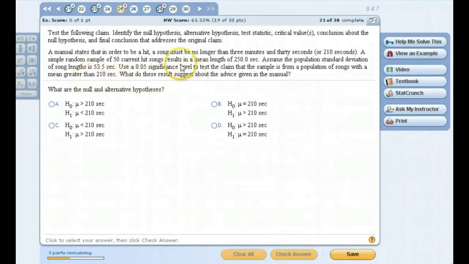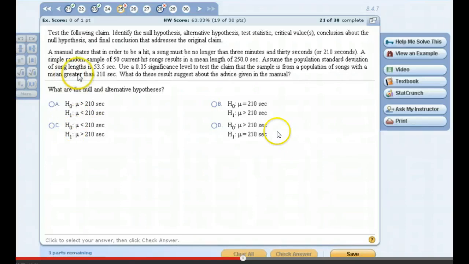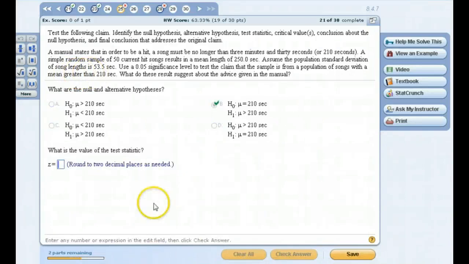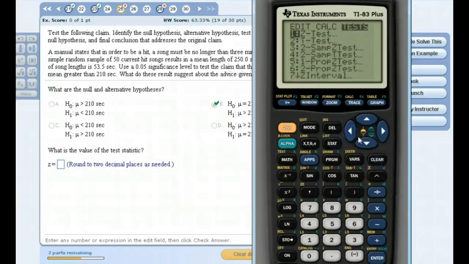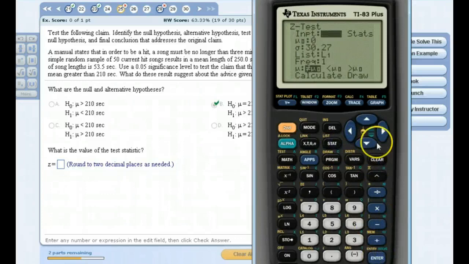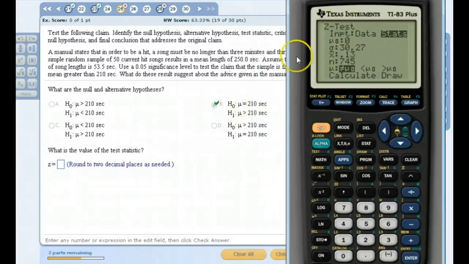Alright, and then which one do we know? Alright, we know we need equality. Alright, so it's going to have to be this one. Alright, what's the test statistic? We run the test. So we go in here, this is a z-test. We have stats. Alright, what's the claim's value? The claim value is 210. We get that right here. This is the right one.